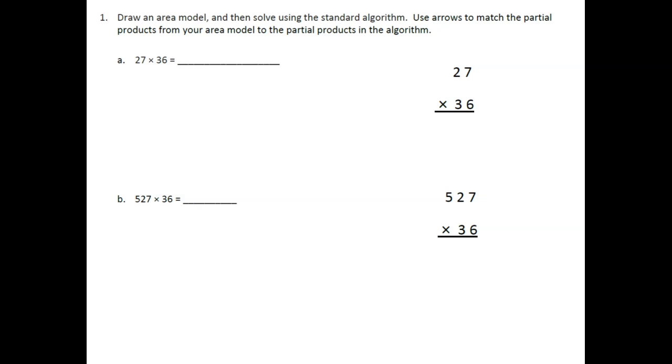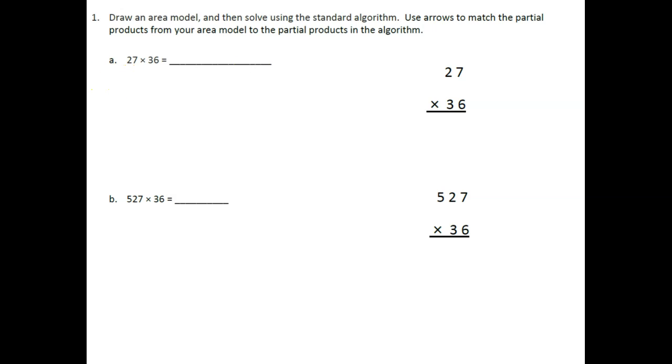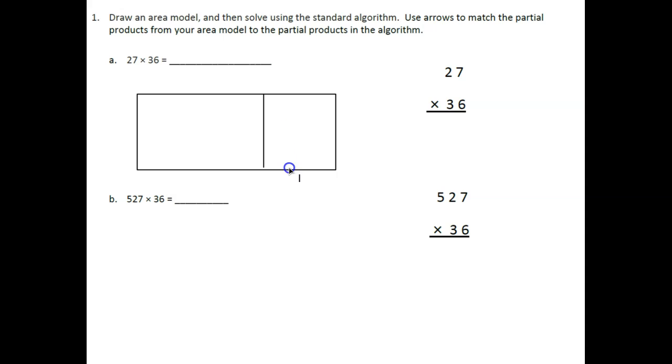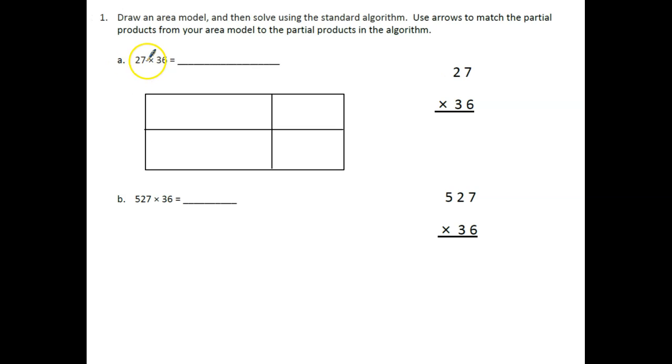Let's take a look at the first part here, 1A. Our area model is going to have 4 boxes, a 2 by 2. Let's go ahead and put our vertical line in, and our horizontal line. Now I need to break up 27. I know 27 consists of 20 plus 7. Then I have 36. I know 36 is equal to 30 plus 6.